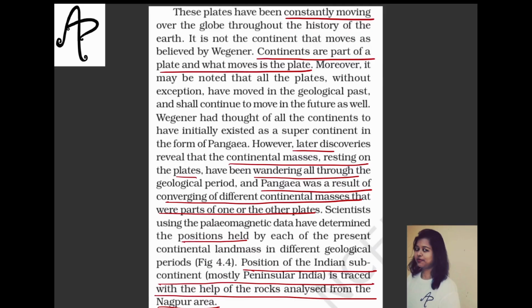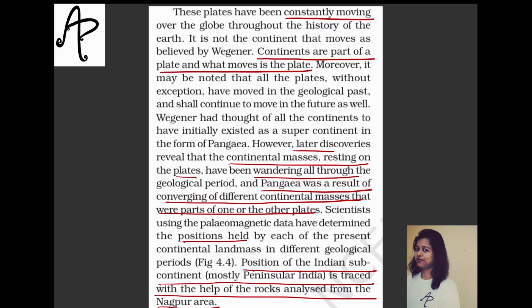But when we understand the points related to this particular theory, what it says is that Wegener had thought of the continents to be initially existing as a supercontinent, which they called Pangea. But the later discoveries revealed that the continental masses were resting on the plates, right? And they have been wandering all through the geological period. And Pangea, then what was it? So Pangea, according to the later discoveries, was just a result of the converging of different continental masses that were parts of one or the other plates.